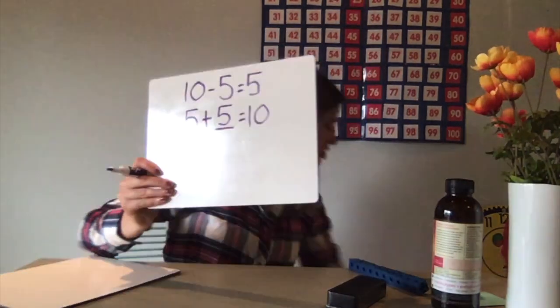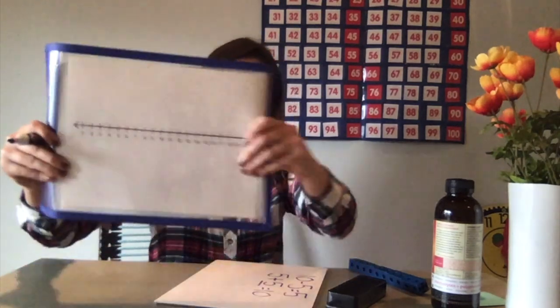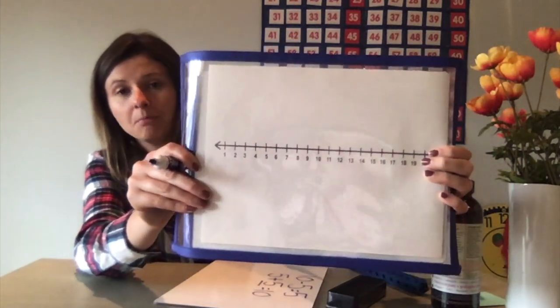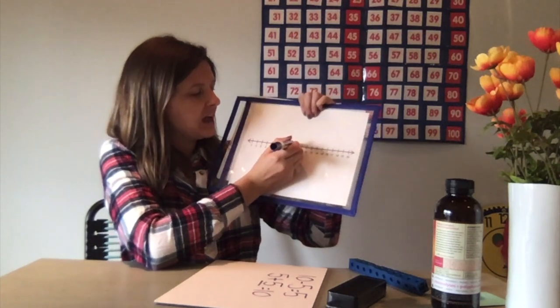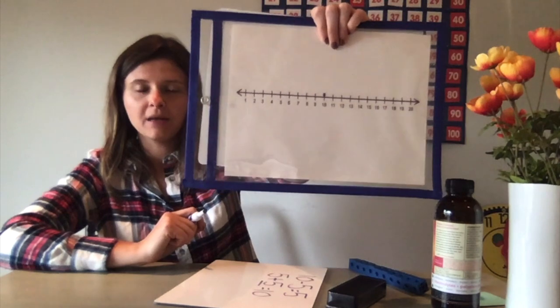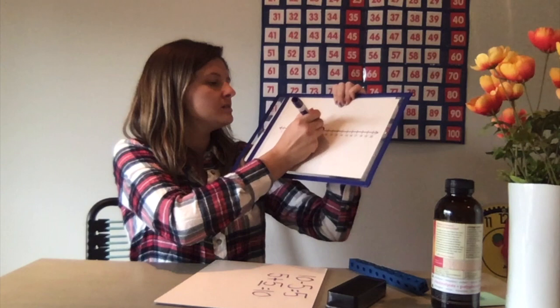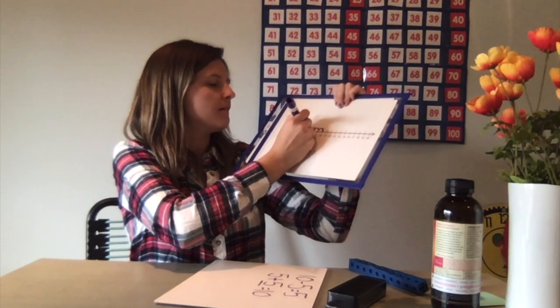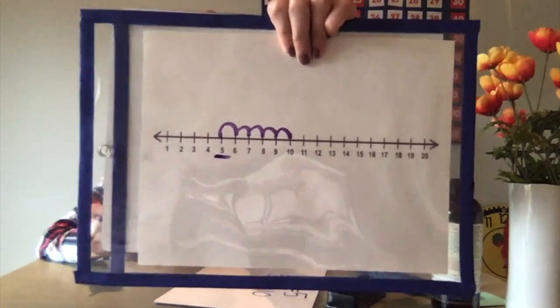So just to check, another good strategy for takeaway is using a number line and doing hops back on the number line. Remember, the hops have to make the numbers get smaller if you're doing takeaway. So if I start at 10 and I want to do 10 take away 5, how many hops back am I going to do? 5 hops back. 1, 2, 3, 4, 5. And that is where I land, and that is my answer.